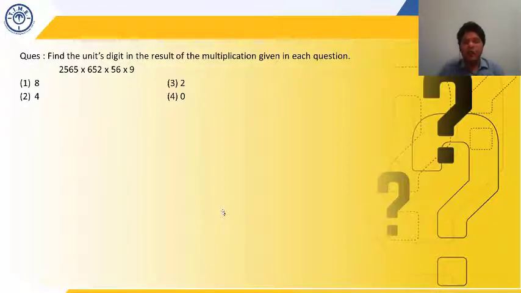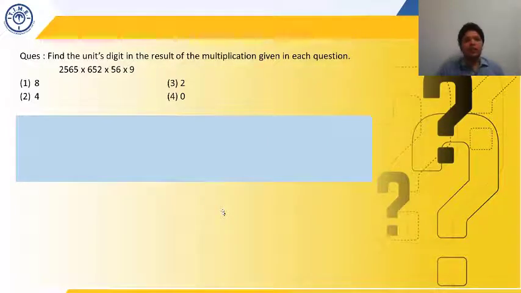So whenever we want to get the unit digit, we only need to multiply the unit digits, not the whole of the number. For example, I want the unit digit of 256 into 725. So I only need to multiply 6 and 5, because 6 is the last digit of the first number and 5 is the last digit of the other number. 6 into 5 is 30, last digit is going to be 0. 3 will go to carry. So the answer will become 0.